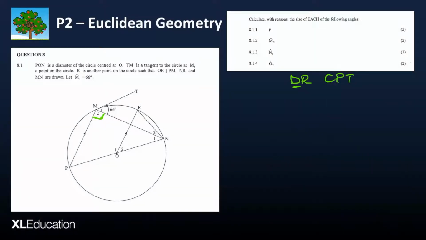After that, you check if there is any radius. So if you look, there is a radius OR. OR is a radius, and we can also see PO as a radius and ON as another radius. One thing that we know about radii is that they are all equal in length. So we can simply show that these three lines are equal in length.